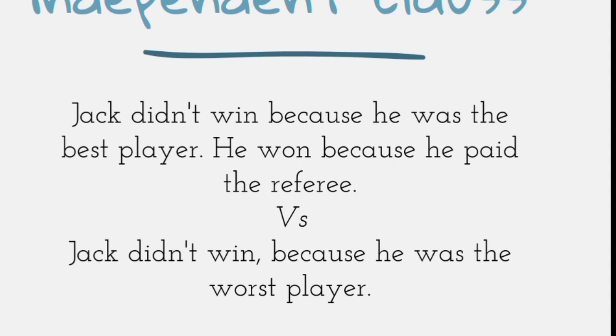The example is negative. Jack didn't win because he was the best player. He won because he paid the referee. In this example, Jack actually won; the dependent clause, because he was the best player, is made essential to distinguish it from the situation below. And then the next example is: Jack didn't win because he was the worst player. In this example, Jack lost. That explains that Jack lost because he was the worst player.